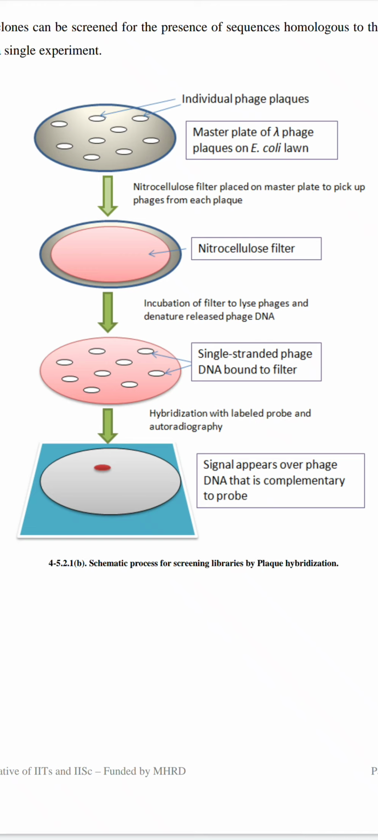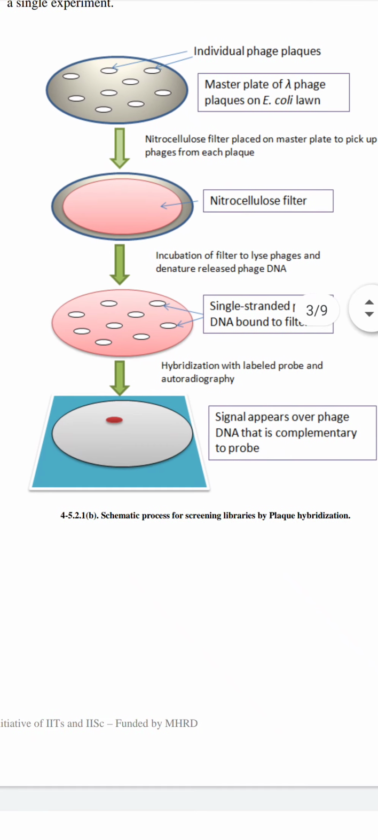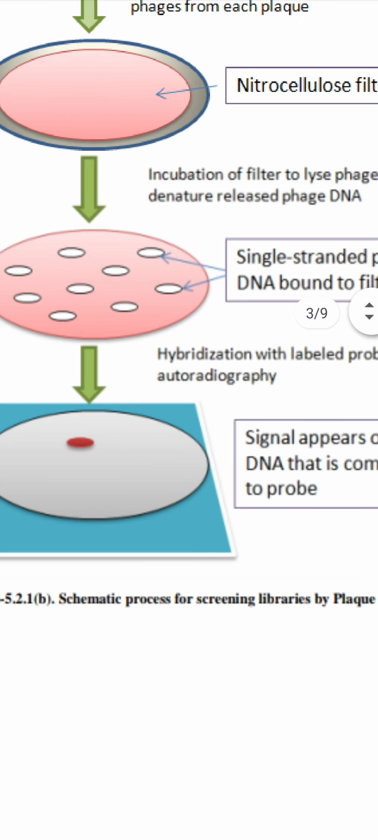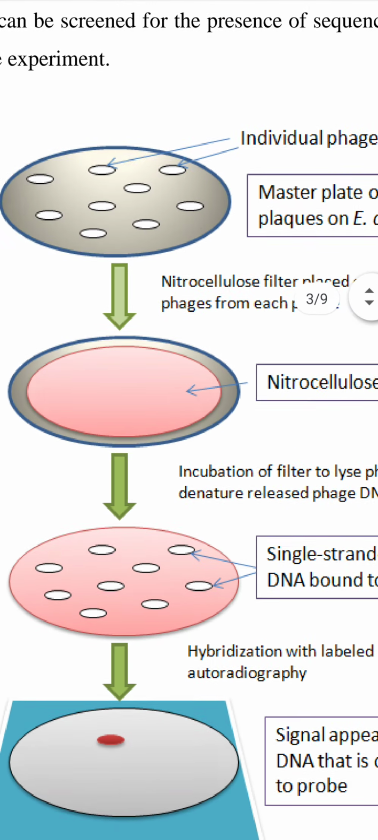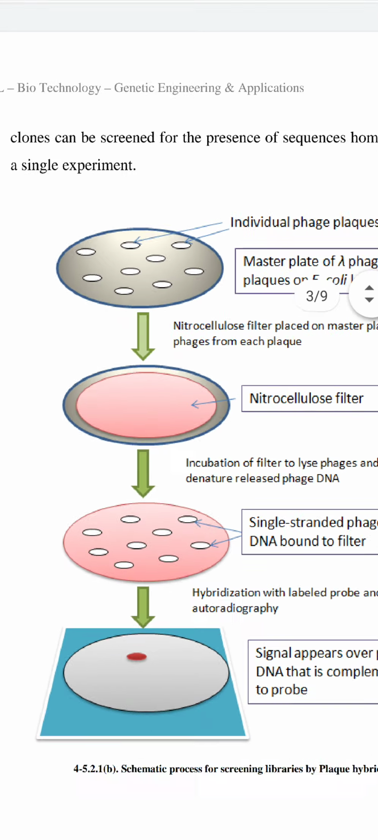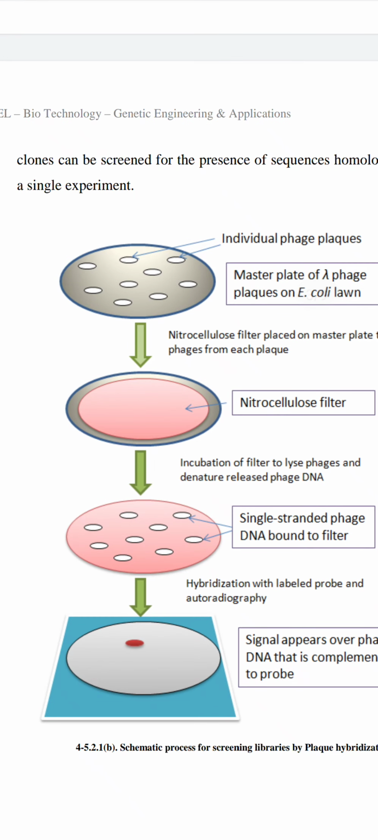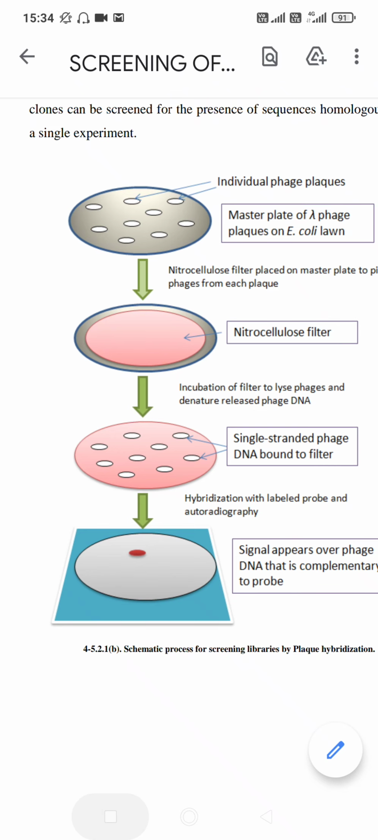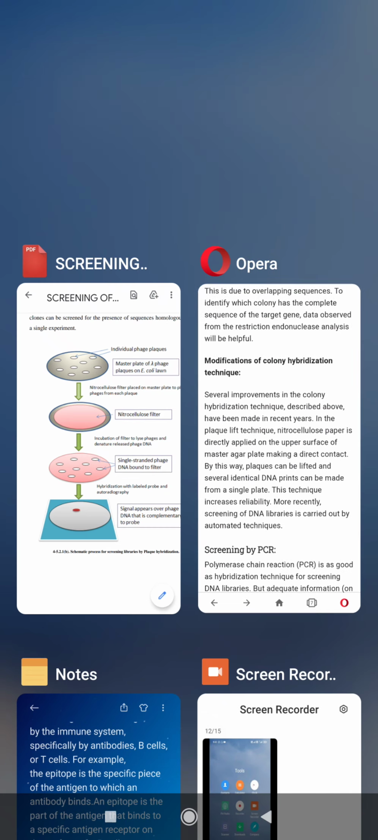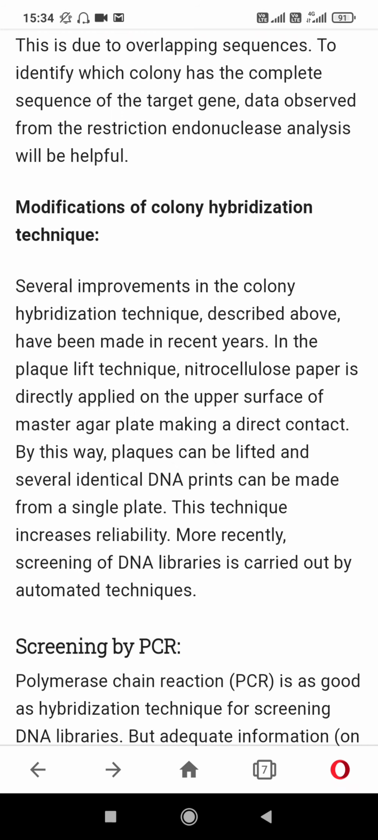Now the signal that appears over the phage DNA is complementary to the probe, and thus we can see that this plaque is actually the place where your DNA of interest is located, and we will detect it further. Okay, so this is the technique of plaque hybridization or plaque lift technique.